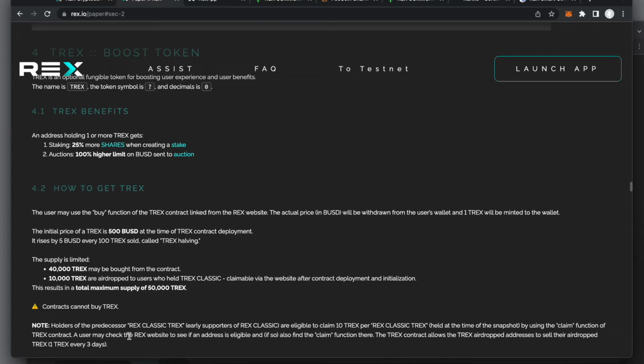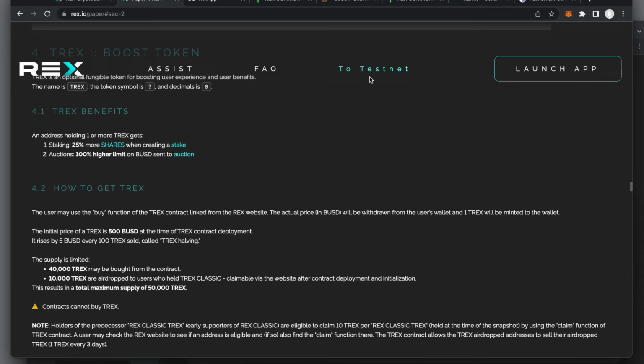Note, holders of the predecessor Rex Classic TREX, early supporters of Rex Classic, are eligible to claim TREX per Rex Classic TREX held at the time of the snapshot by using the claim function of the TREX contract. A user may check the Rex website to see if an address is eligible, and if so, also find the claim function there. The TREX contract allows the TREX airdropped addresses to sell their airdrop TREX, one TREX every 3 days.